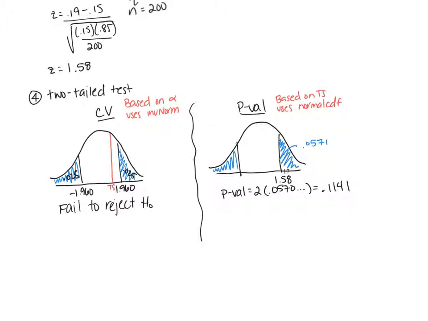I want to compare my p-value to alpha. Alpha, again, was 0.05. This value is greater than 0.05. So our decision is fail to reject.